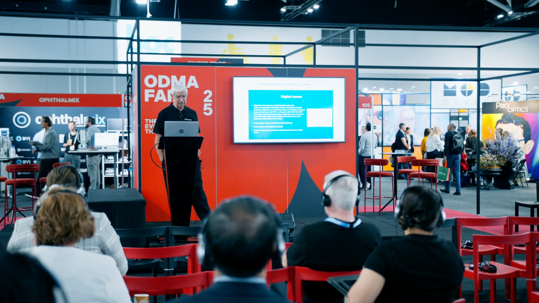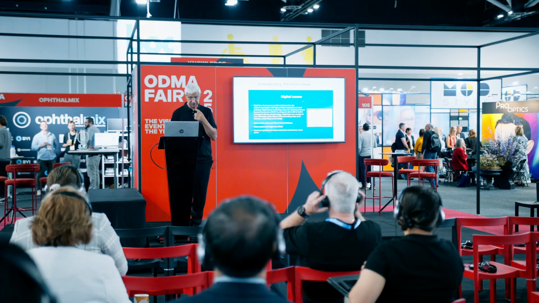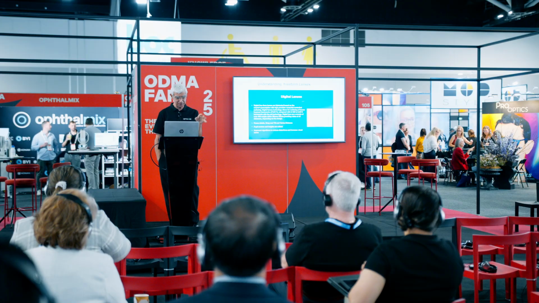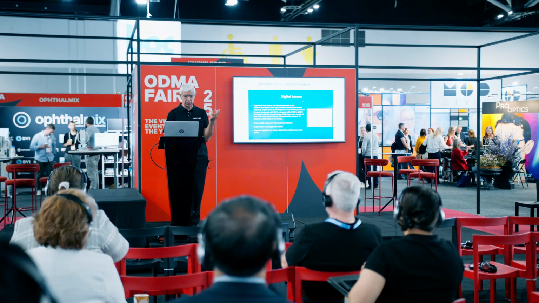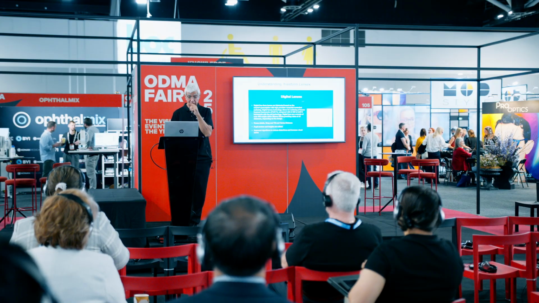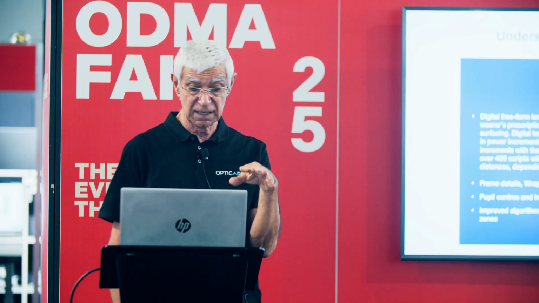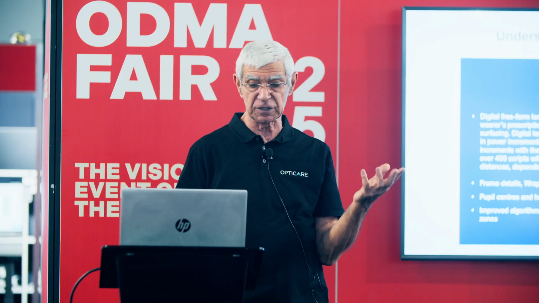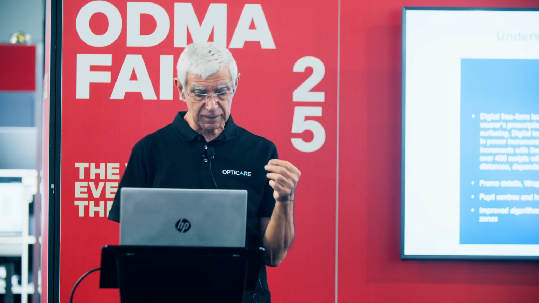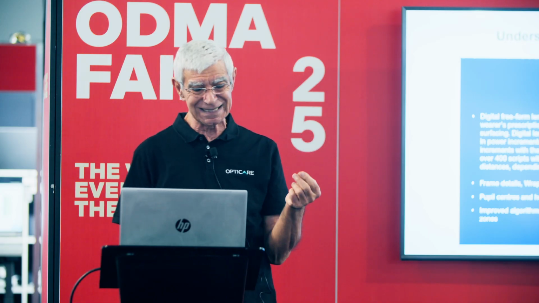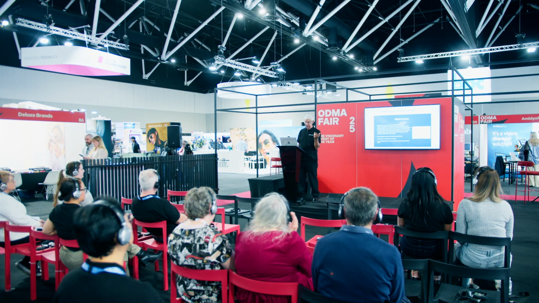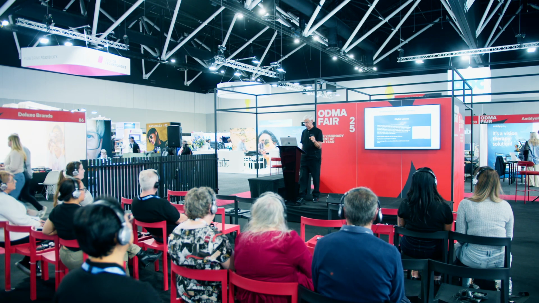So what we can do now is manufacture the prescription to an accuracy of 0.01 diopters, whereas in the old days, using lathes and tools to manufacture lenses, we were looking at about 0.12. So we have the ability now to manufacture lenses to an accuracy that, 30 years ago, wasn't possible.